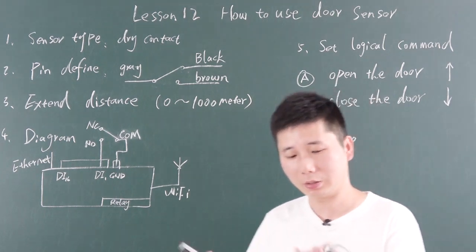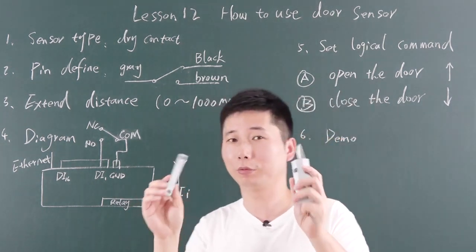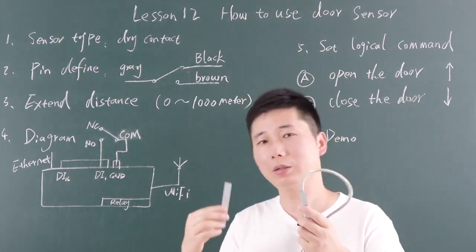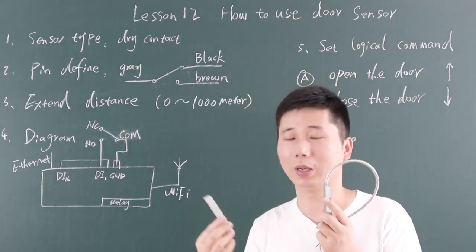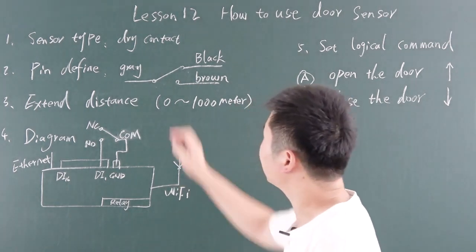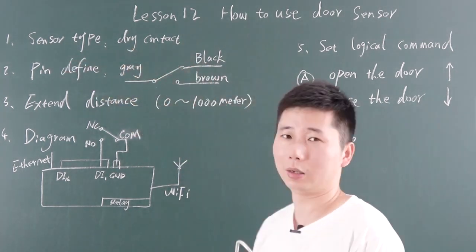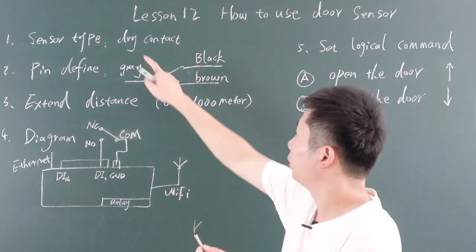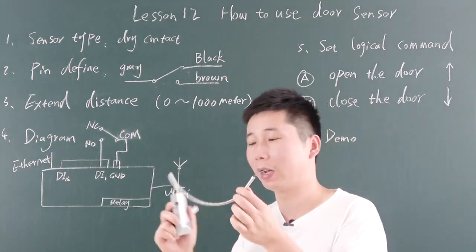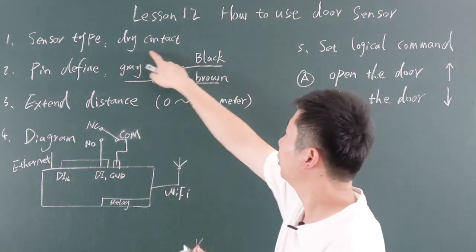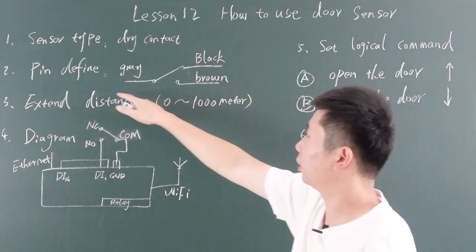At first, this is the door sensor. This is a wireless door sensor. This door sensor is the easiest and the most used sensor in home automation systems. The sensor type is dry contact. It's easy, just 3 lines. It doesn't work with a power supply. You don't need to connect a power supply. It's just like a switch.